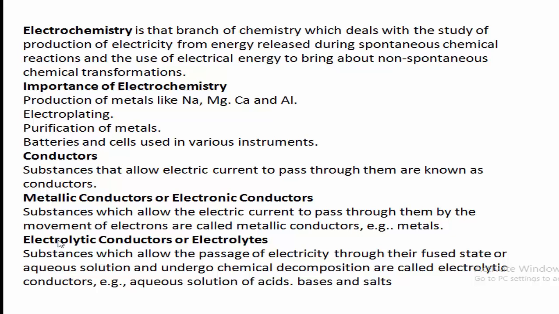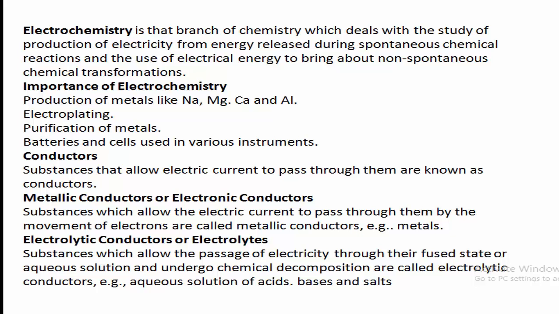What is the importance of electrochemistry? We will see. The first one is the production of metals like sodium, magnesium, calcium, and aluminium. In the production of these metals, electrochemistry is used, because there we use the electrolysis process to purify these metals. Electroplating, purification of metals, and batteries and cells used in various instruments are also applications of electrochemistry.